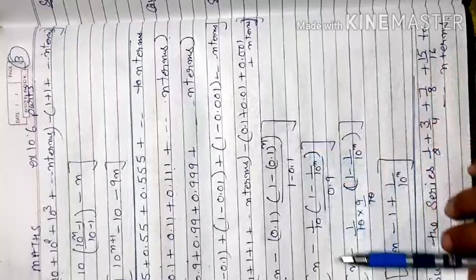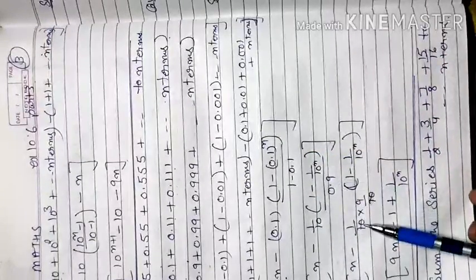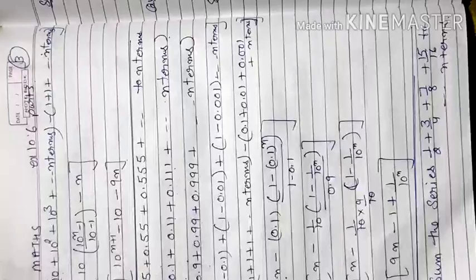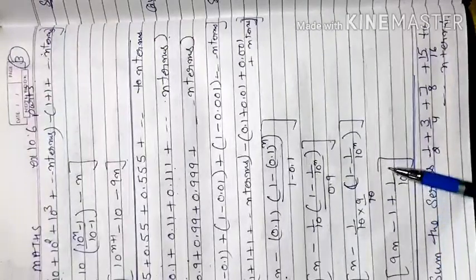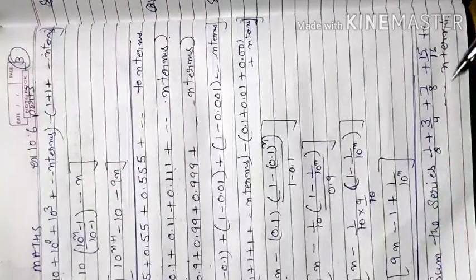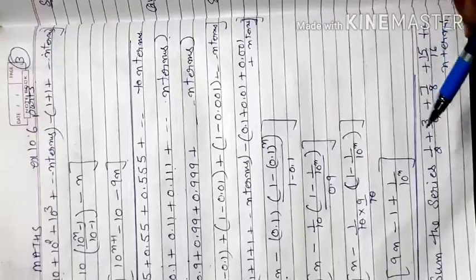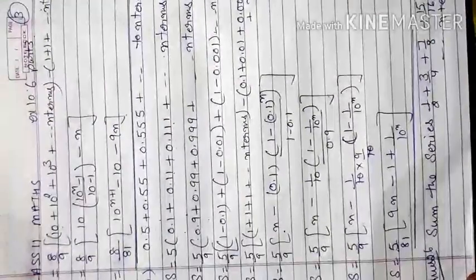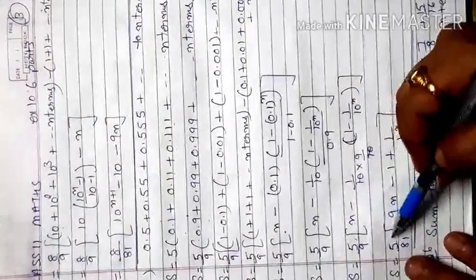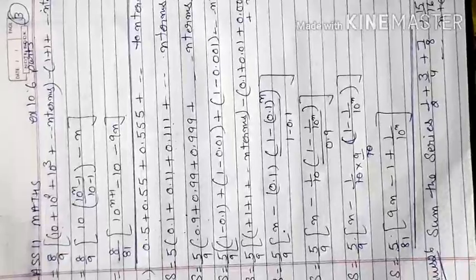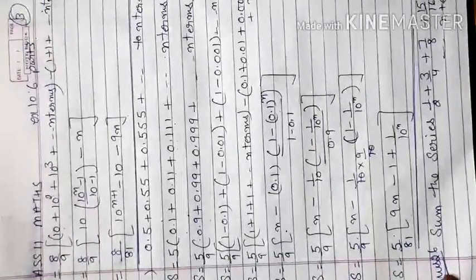Here open the decimal. So when you open the decimal here, 10 will be cancelled, and next you take the LCM, 9n minus 1 plus 1 by 10 to the power n, and 9 will be multiplied outside with the denominator 5 by 9. So this is 5 by 9, 5 by 81. So that is your required series.